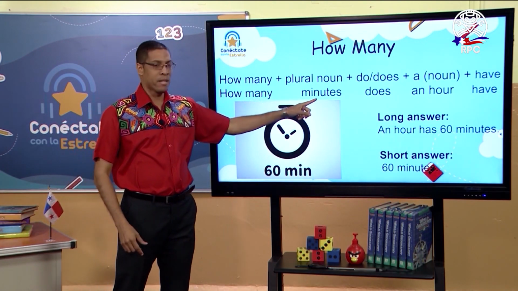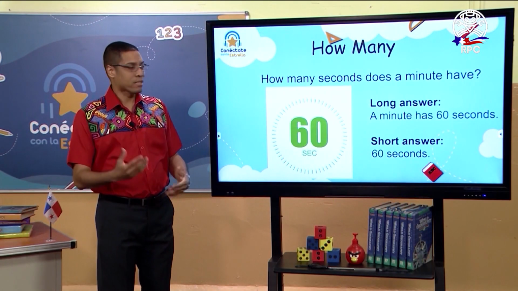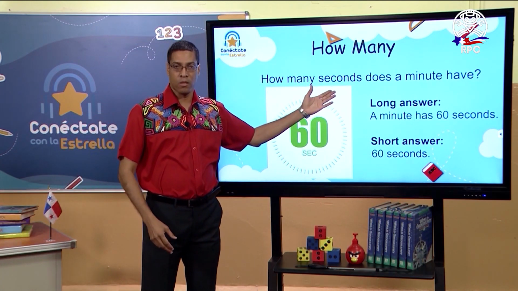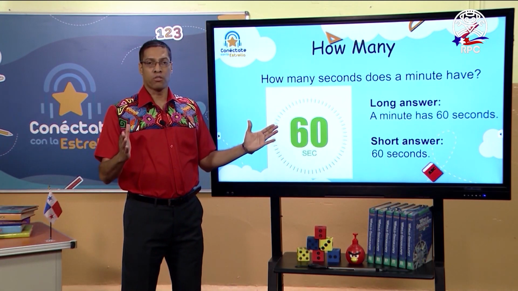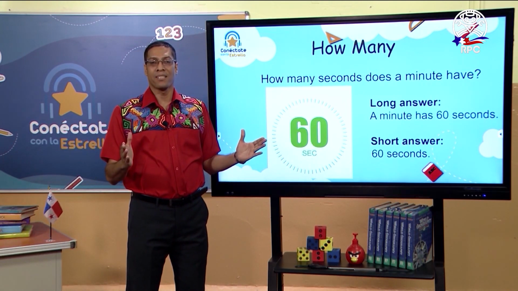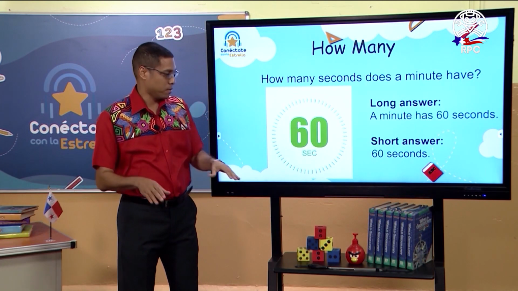How many minutes does an hour have? This is your clock. How many minutes? So, an hour has 60 minutes. Short answer, 60 minutes. That's it. Also, you can ask, how many seconds does a minute have? And long answer, a minute has 60 seconds. Short answer, 60 seconds. That's it.